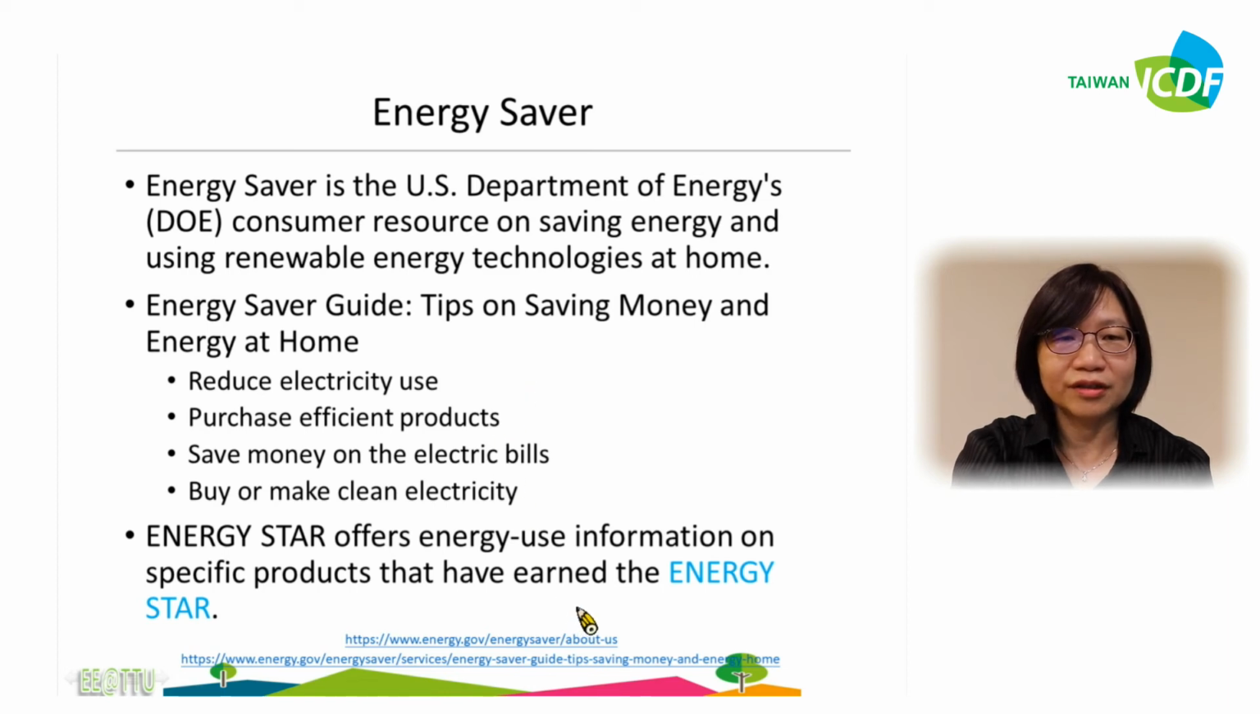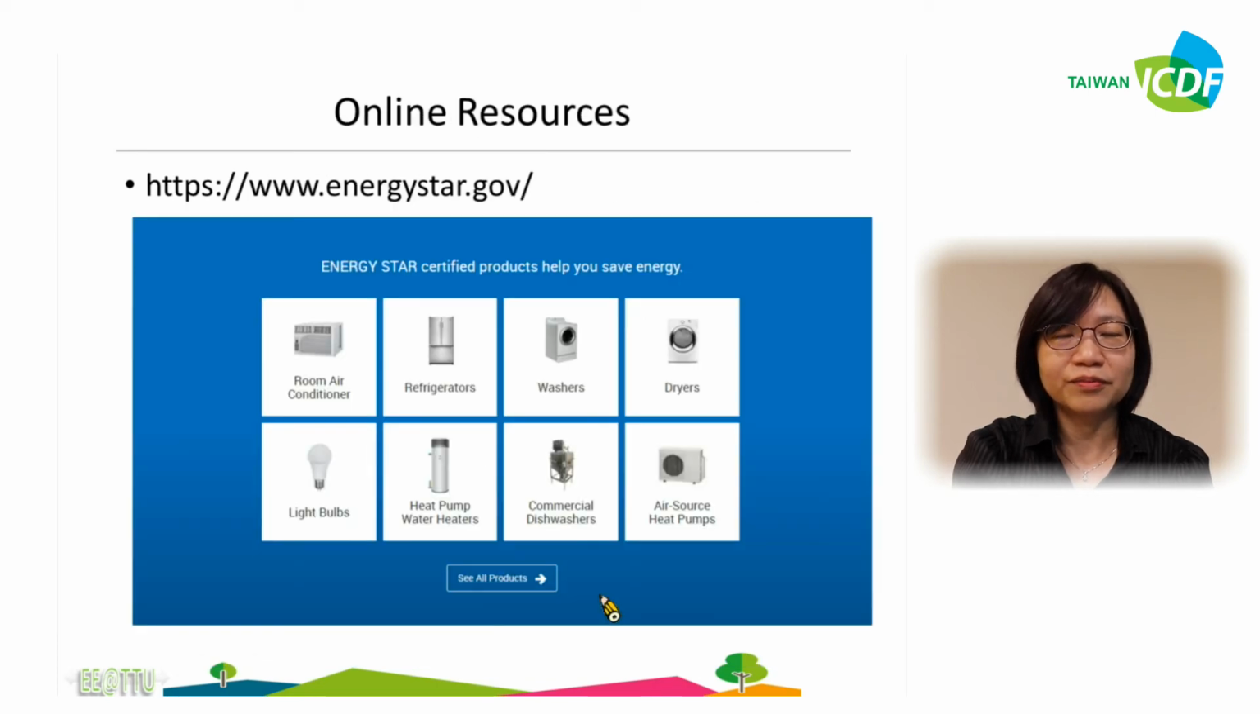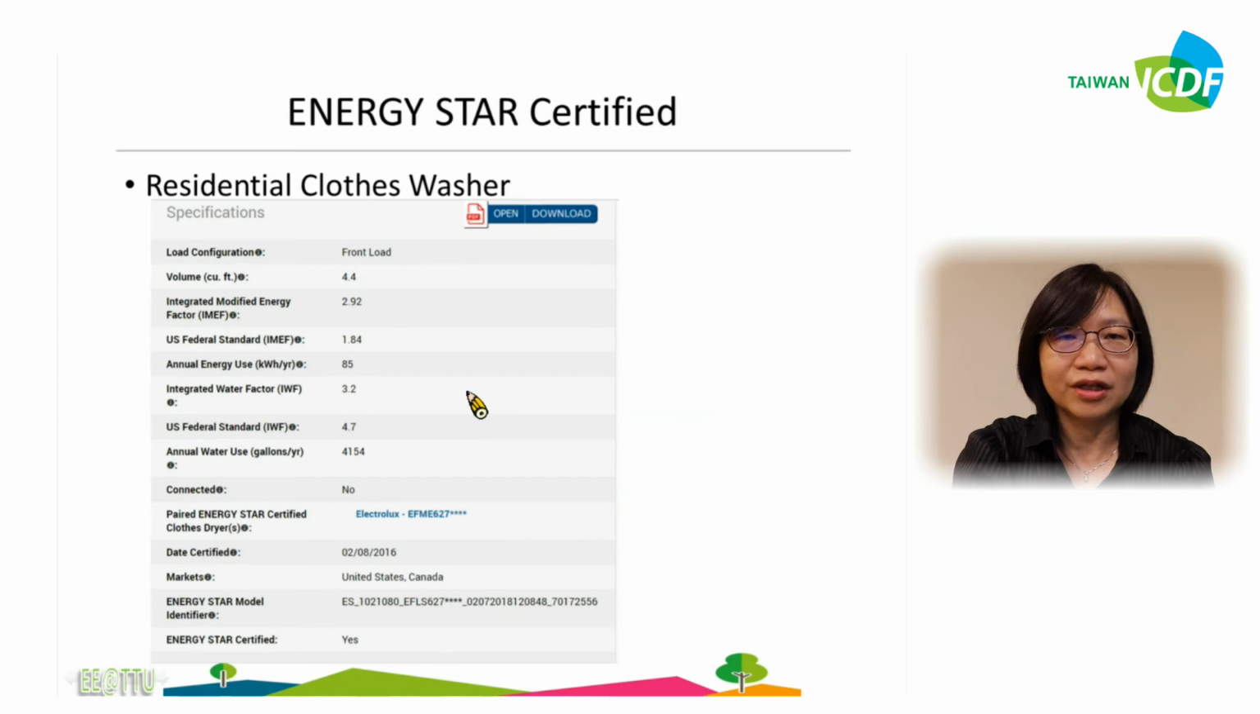As I mentioned, Energy Star offers energy use information on specific products that have earned the Energy Star. If you purchase Energy Star appliances, which are certified by the government, you will save more energy and also your money. This is the typical information that you can see online. You can choose your appliance and then go to the details.